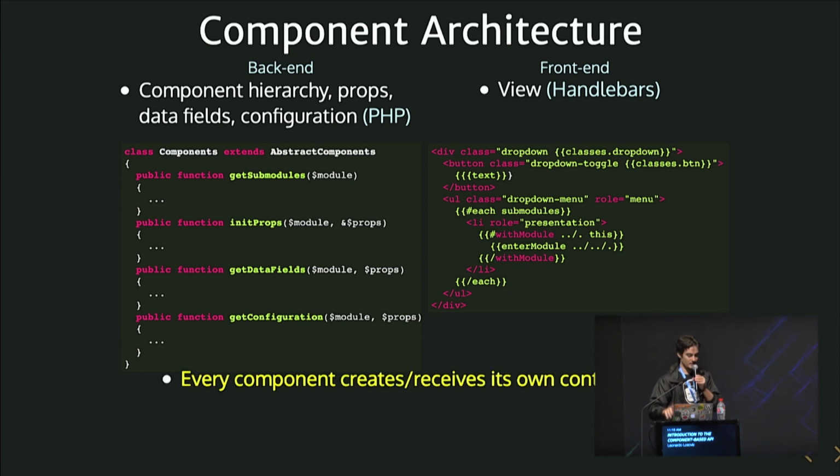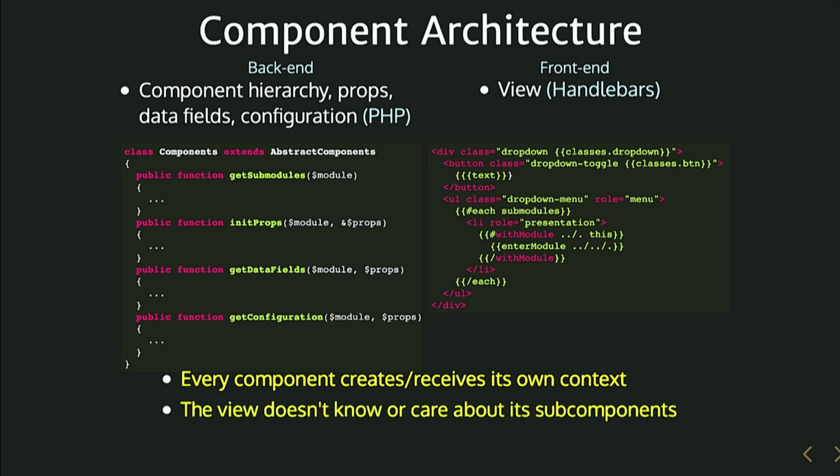So every component creates its context on the backend, and it receives its context on the front end, and only its context. On the view, you just don't care about having to iterate the data. You get it. The view doesn't care about its subcomponents, and props can be set vertically and horizontally.